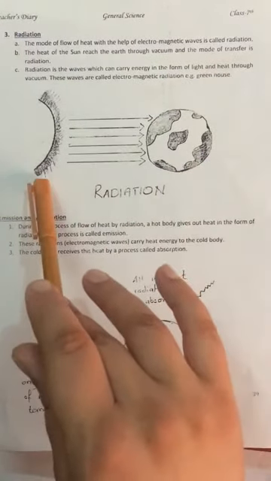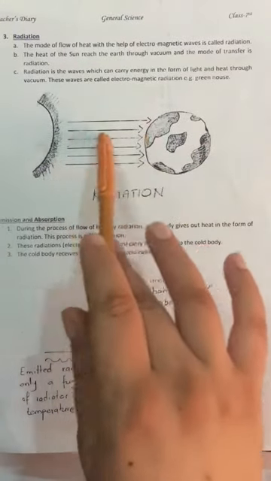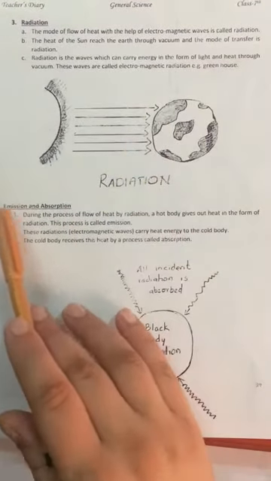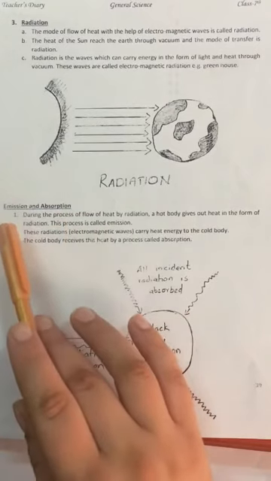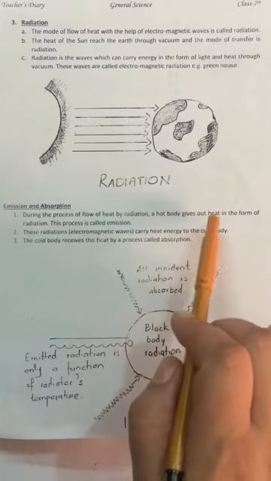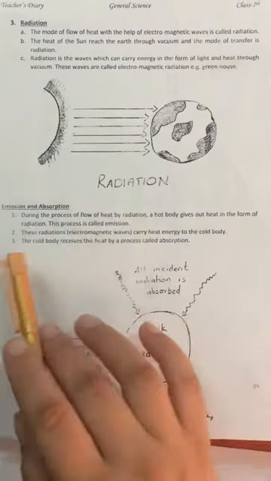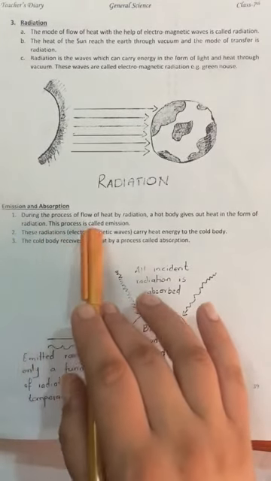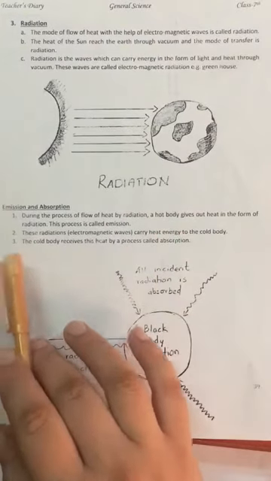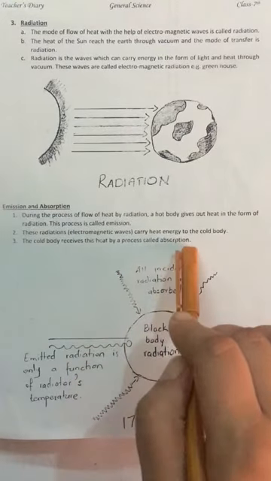Now you have to draw the diagram of radiation. On one side draw the sun, on the other side draw the earth and show the radiation with the help of arrows. Now next heading is emission and absorption. Point 1. During the process of flow of heat by radiation, a hot body gives out heat in the form of radiation. This process is called emission. Number 2, these radiations, electromagnetic waves, carry heat energy to the cold body. Number 3, the cold body receives the heat by a process called absorption.